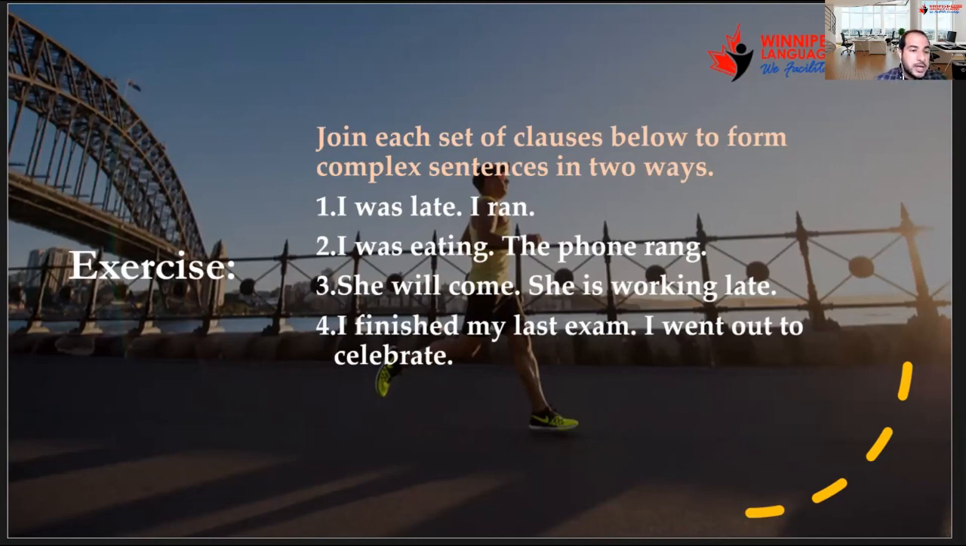Despite I ran, I was late. That's right. Unless I ran, I would be late. That's right. We can say, I was late, although I ran. It's right. As soon as. Is this the second sentence? So I think you're talking about the second sentence here, right?